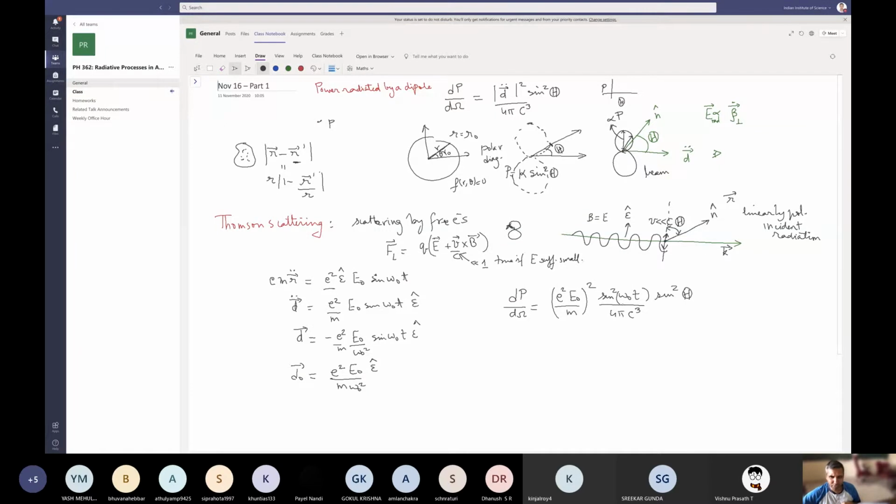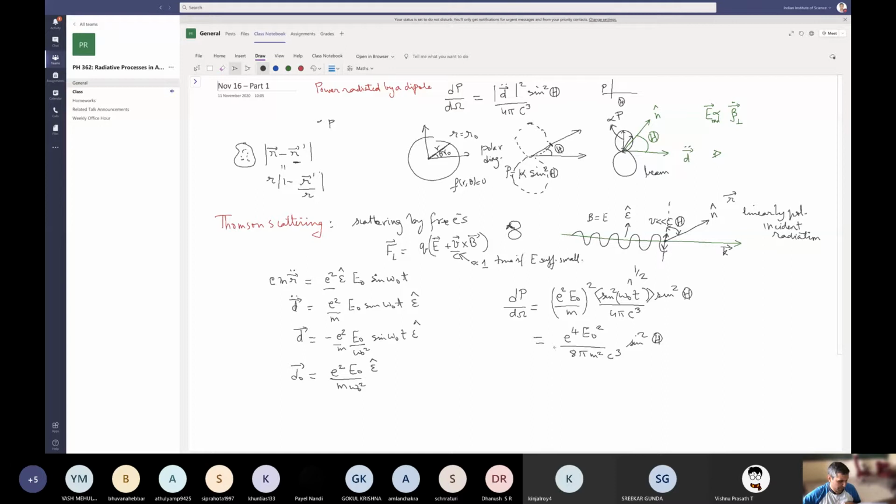Normally when we are measuring intensity and power, we average over the time. So this sine squared omega naught t will just give us a half. Okay, so what do we have? This is equal to e to the 4 E naught squared by 8 pi m squared c cubed, sine squared theta. This is your power in this particular direction.